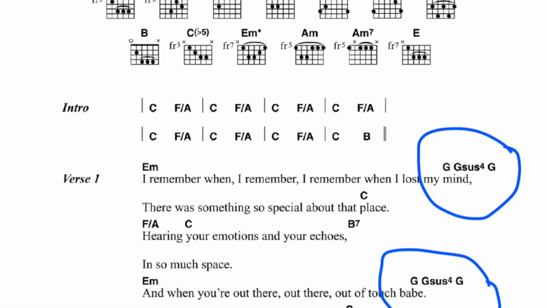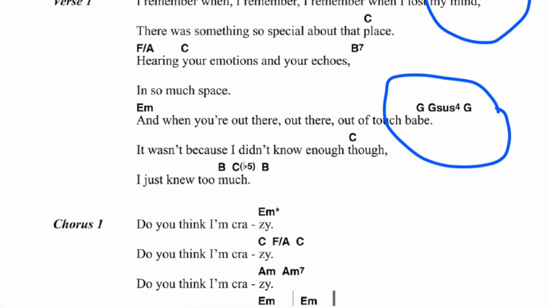And on the end of Crazy by Gnarls Barkley, he goes into this E sus4 chord shape on the end of the verse as well.